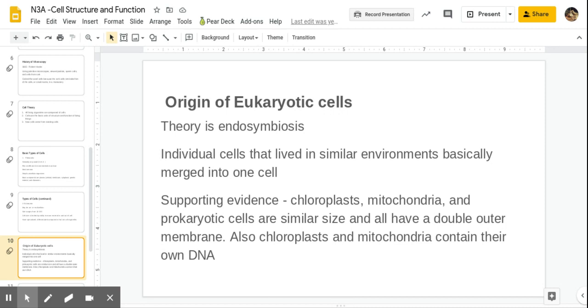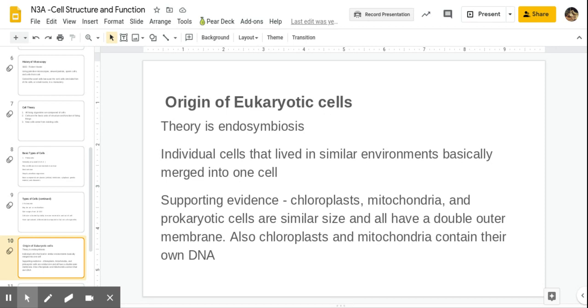So how did eukaryotic cells come about? These guys came in after the prokaryotic cells. The prokaryotes were first. And the theory is endosymbiosis. Now, endosymbiosis is where two organisms or two things benefit each other enough that they work together. And what happened is individual cells that lived in similar environments eventually merged into one cell, because maybe one was making one type of energy and maybe one was providing some protection. And they decided that it was better to live together than to live apart.